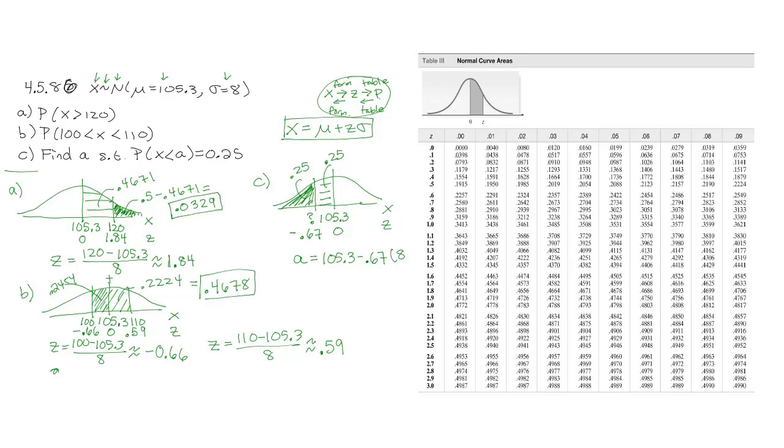And then I'll need to take out a calculator. 105.3 minus 0.67 times 8, and I get 99.94. And this is going to be slightly off because I had to make that rounding when I found the z-score. So a is going to be approximately 100, we could say. But my stat lab will accept this as an answer.